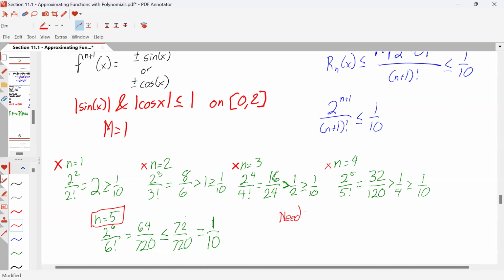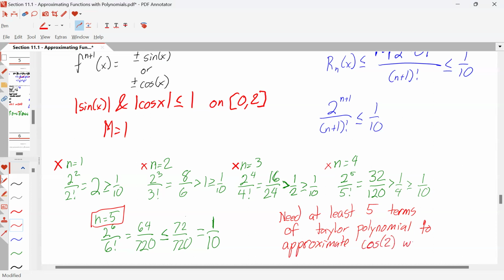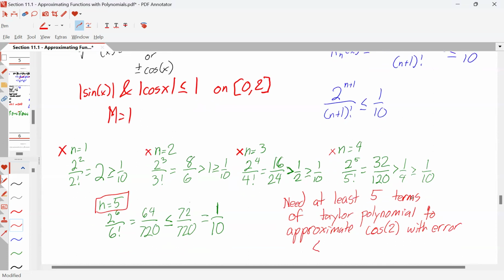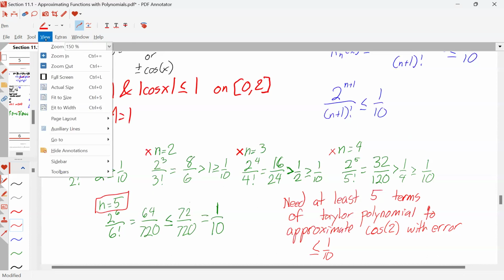So we need at least 5 terms of the Taylor polynomial to approximate cosine of 2 with an error less than or equal to 1/10. So we have the question answered.